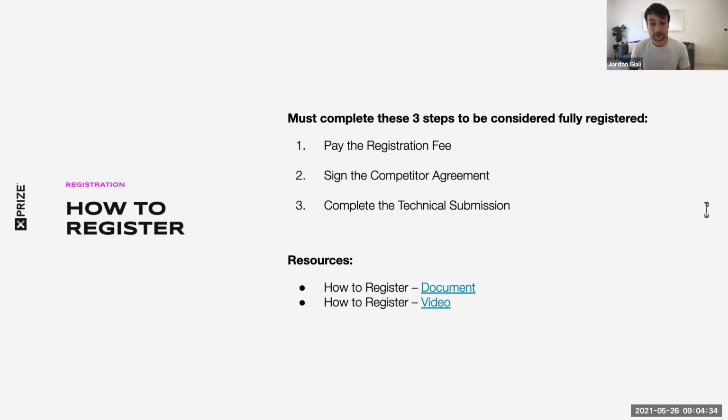You can start the technical submission first if you'd like. You can pay the fee first if you'd like. You do have to pay the fee before receiving the competitor agreement to sign. But again, you can do these in any order that you like.